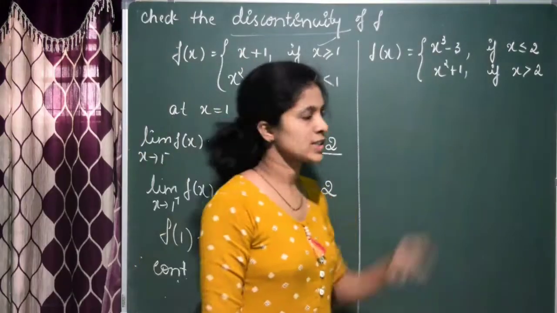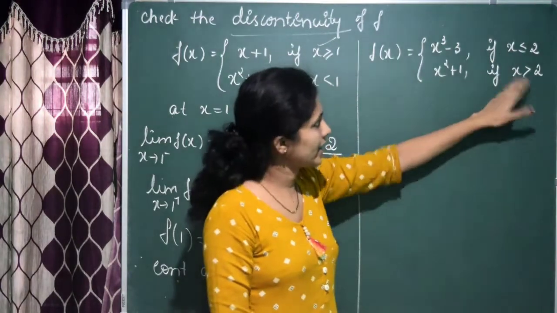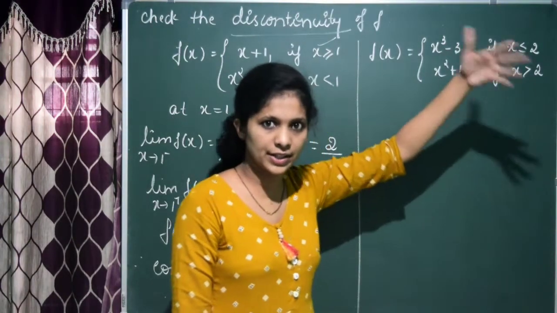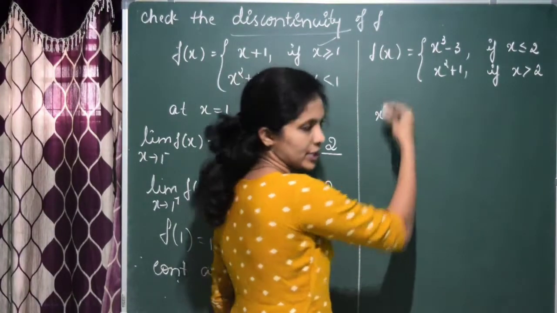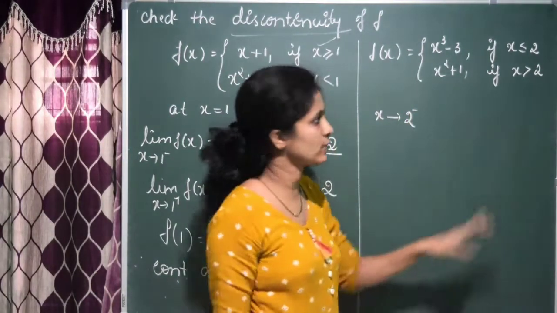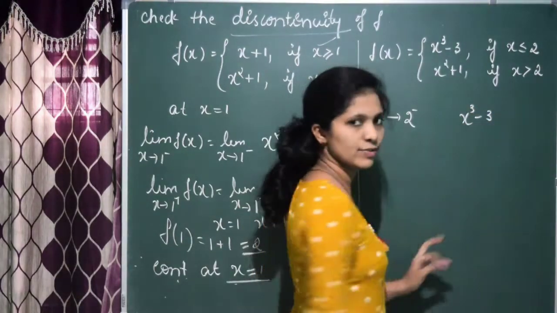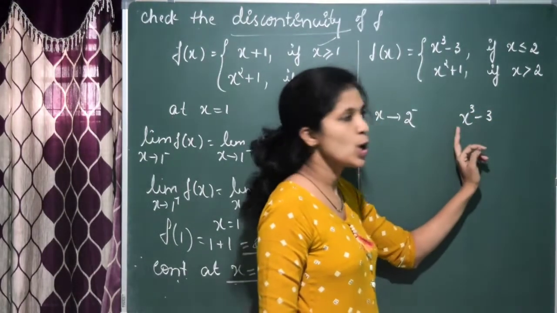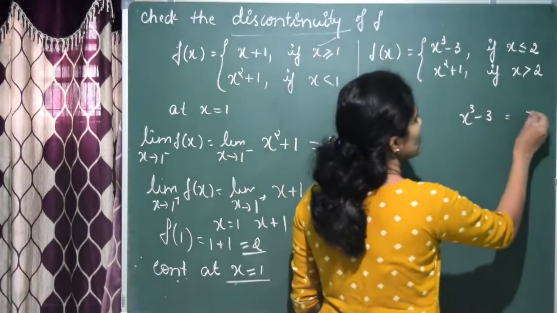Is it clear? There is the next one: f of x is equal to x cube minus 3 if x is less than or equal to 2, and x square plus 1 if x is greater than 2. So for the left hand limit, x is tending to 2 minus, write it properly, 2 minus, the value of x will be less than 2, so the function is x cube minus 3. If you substitute, 2 cube minus 3 will be 8 minus 3. So this is equal to 5.